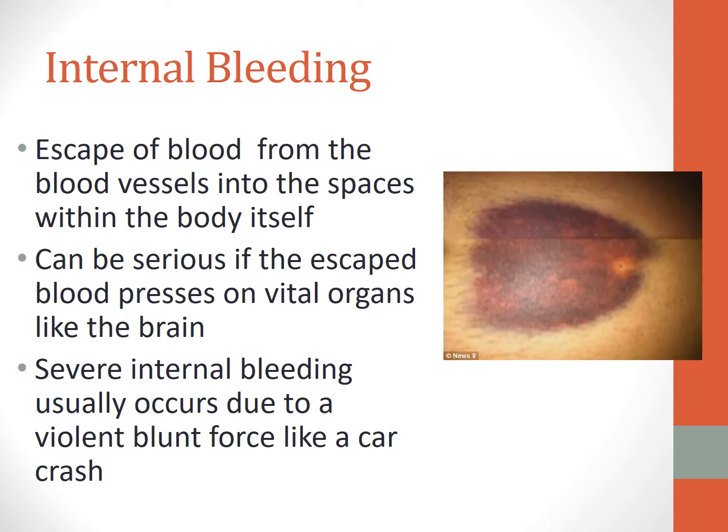For internal bleeding, you don't see the blood, the visible blood coming out of the body, but you will recognize bruises, large bruises like this. This is what we call internal bleeding. And internal bleeding can be very severe if it's in large amounts. Usually, you will know it's severe when the person is losing consciousness, and it usually happens in a car accident or falling from a high place or being hit by a hard object.